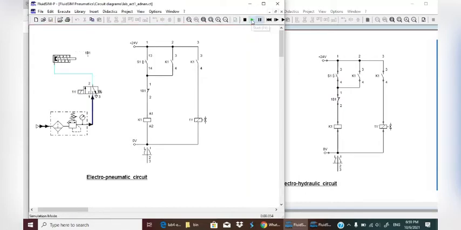So I click the run button, and when I push the push button, current will flow through the limit switch in normally closed condition and will energize the relay K1. After relay K1 is fully energized, both switches at K1 will close and current can flow through them and on to the valve, and the valve will trigger. I push the button once again. So that is the simulation for the electro-pneumatic circuit.